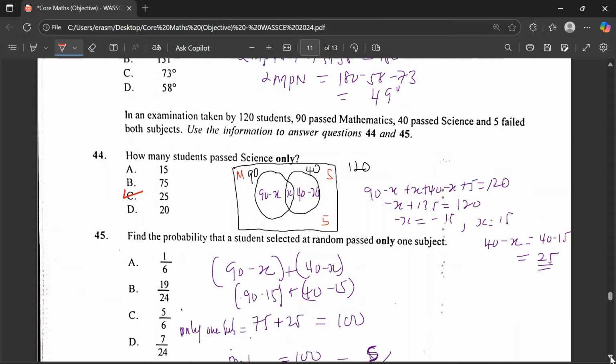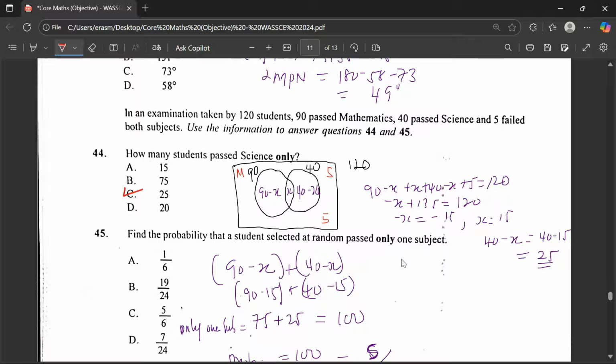Now, find the probability that a student selected at random passed only one subject. So it should be the total number of students who passed only one subject all over 120, the total number of students, right? So now only one subject is this portion and then this portion. So we are going to add the two, right? So 90 minus x plus 40 minus x. x is 15. 90 minus 15 plus 40 minus 15. That is 75 plus 25. And this is 100.